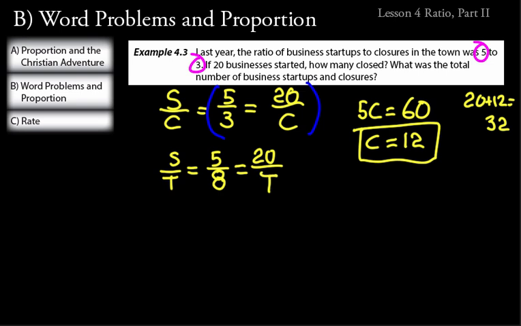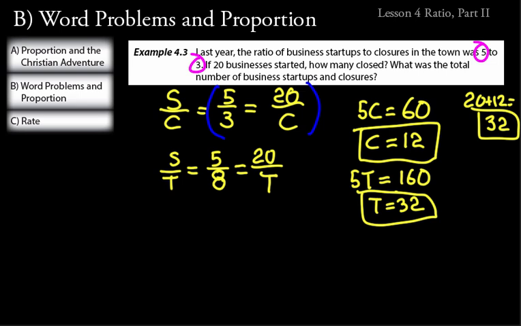Okay, and we cross multiply just like we did previously to get closures, except this time it's going to be 5t is equal to 20 times 8, which is 160. Divide both sides by 5, t is 32. Just like we got before. So we got 32 two different ways there. You decide, but you just need to show your work on it. You just need to decide which one you want to do to figure out that second question. If you see another problem like this, you can do startups to total as a proportion, or you could recognize, well, I've got 20 startups, 12 closures, just add them, 32.